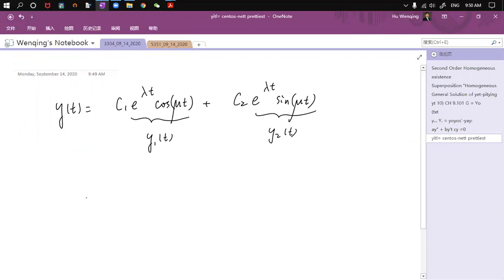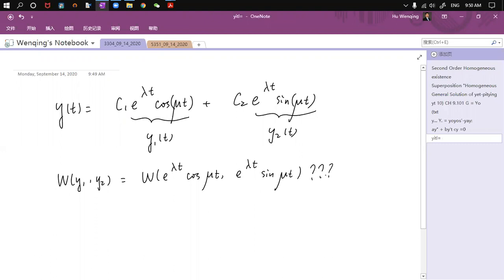So that comes to the question. For example, we've been talking about the Wronskian. What is the Wronskian of these two functions, e to the power lambda t times cosine of mu t and e to the power lambda t times sine of mu t? I will leave it to you as an exercise. Can you calculate such a Wronskian after these lectures?